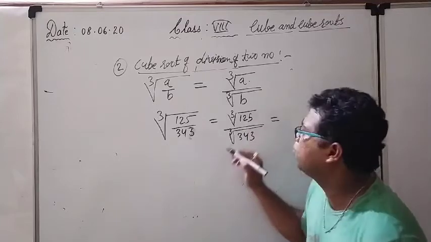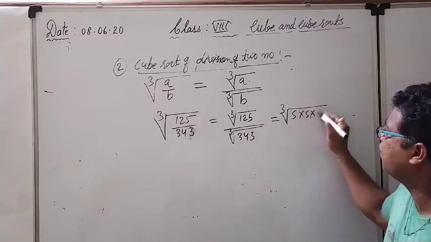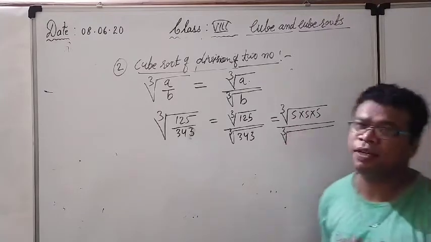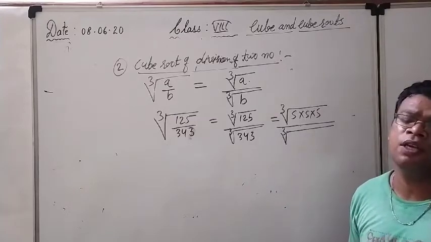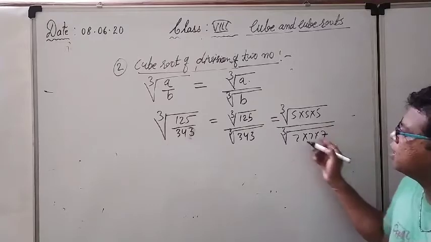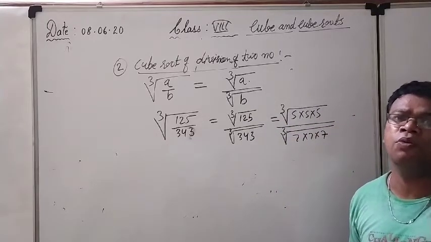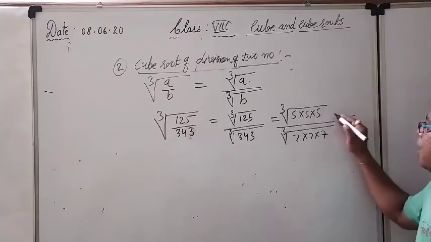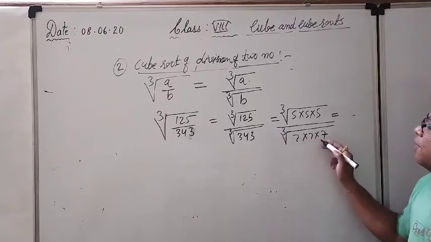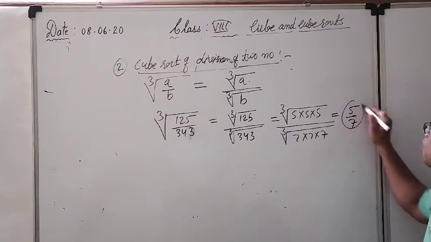We know that 125 is a cube of 5 because we have learned it. So 5 into 5 into 5, 3 times, and again we can write on the denominator side 343. Actually 343 is a cube of 7. So we can write 7 into 7 into 7, 3 times. It is giving me 343. Actually we have learned some of the cubes, so we need not go for prime factorization, and directly 5 is completing its triplet, and 7 is also completing its triplet. So directly we can write 5 upon 7. So this is my answer.